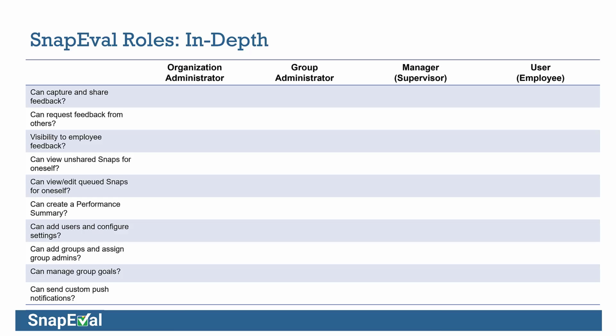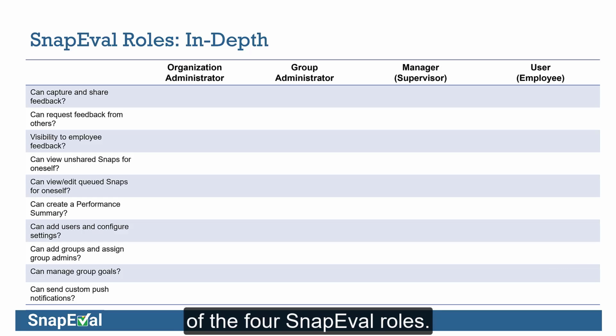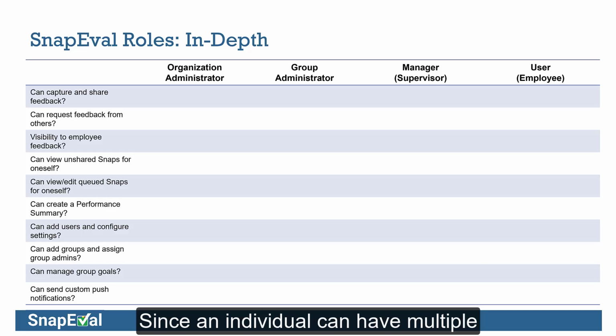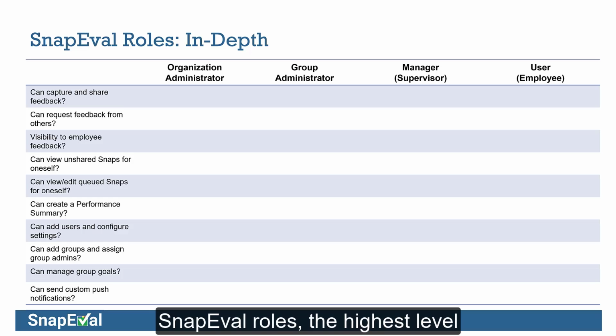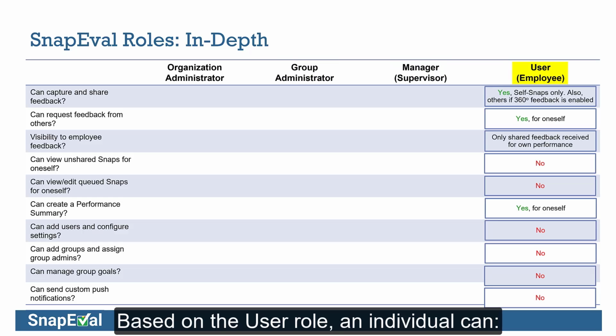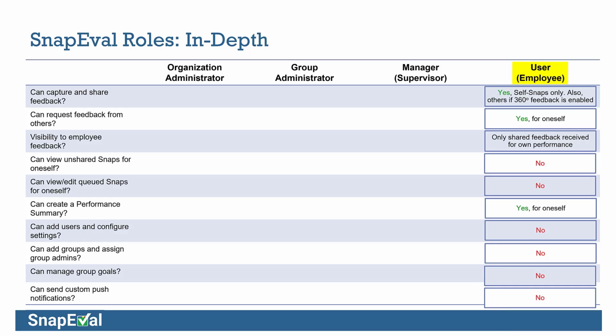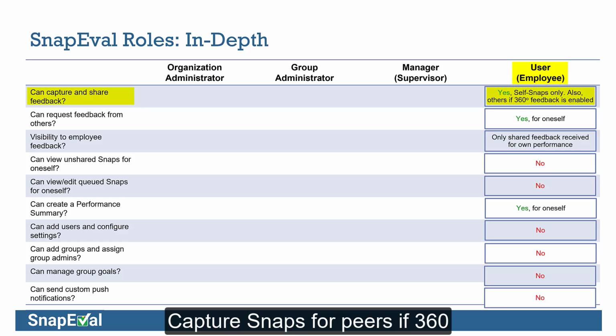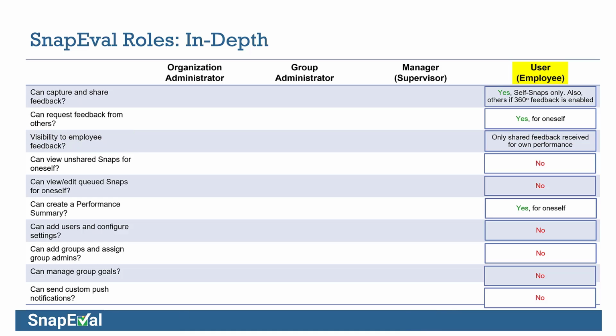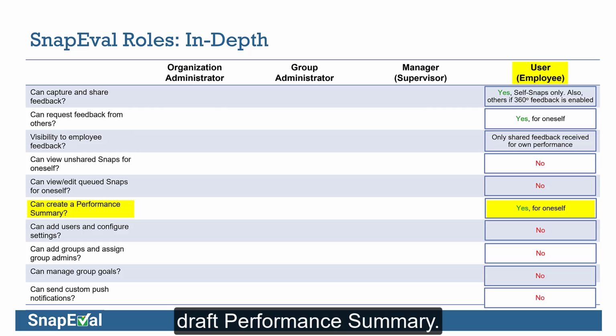Here's a more in-depth look at the capabilities for each of the 4 SnapEval roles. Since an individual can have multiple SnapEval roles, the highest level of functionality in each of the individual's roles defines the functions the individual can perform. For example, an individual can have the user, manager, and group administrator roles. Based on the user role, an individual can capture self-snaps, capture snaps for peers if 360-degree feedback is enabled, view all shared snaps that the individual has received, and create their own draft performance summary.